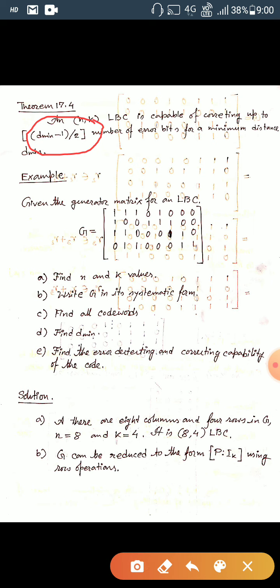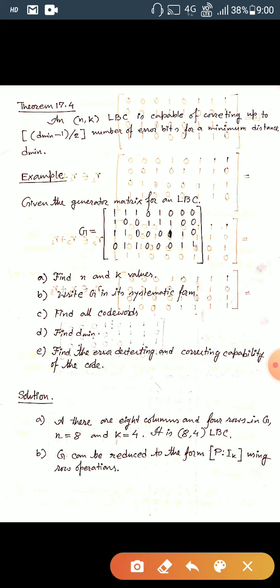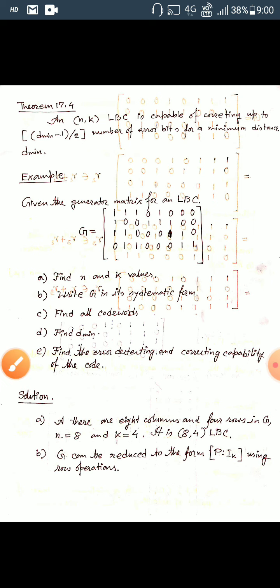Let's say it is coming as 2.5. So here 2 is the integer value and 0.5 is extra as a fractional value. So 2 errors can be corrected if the value for (d-min minus 1) by 2 comes as 2.5. If anywhere the answer is coming as 1.5 or 1.25, whatever, then the maximum number of errors that can be corrected is 1. So here only the integer value you have to consider.